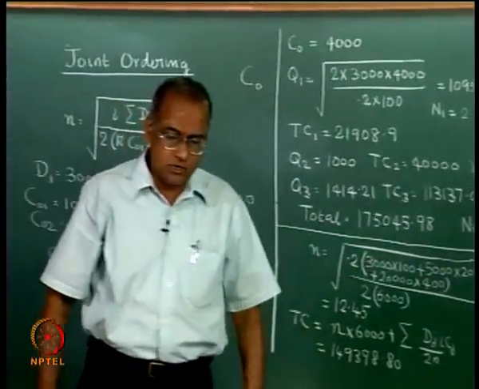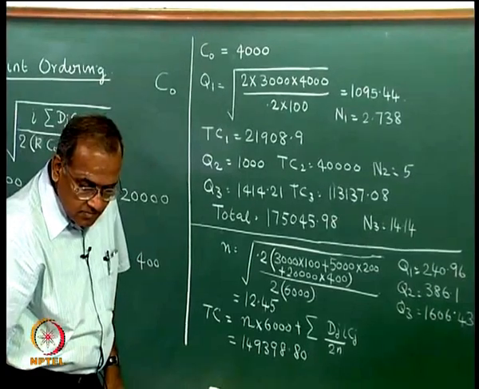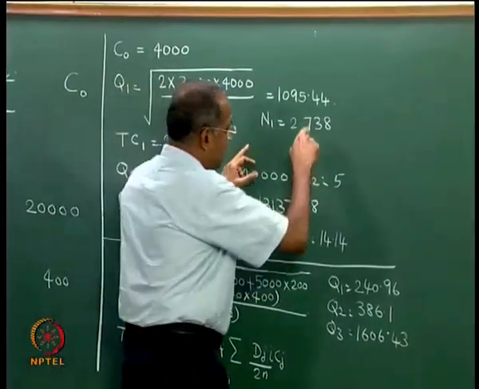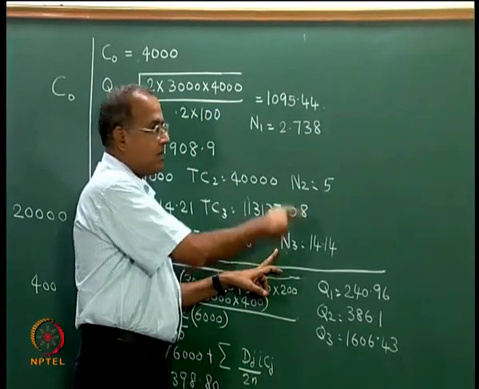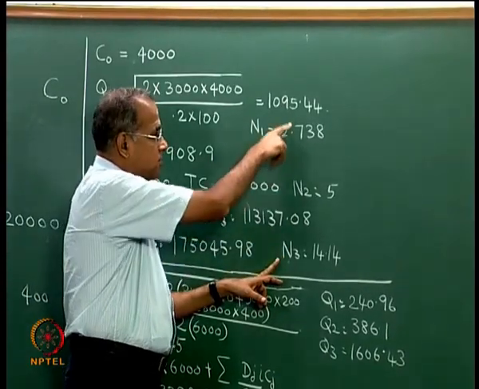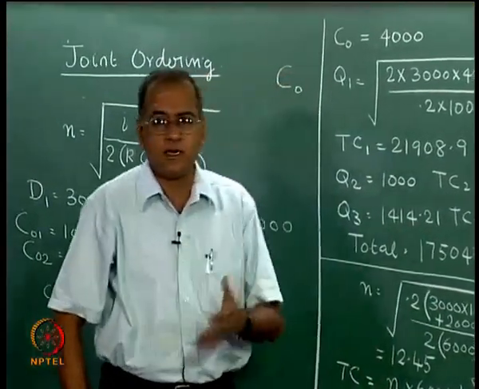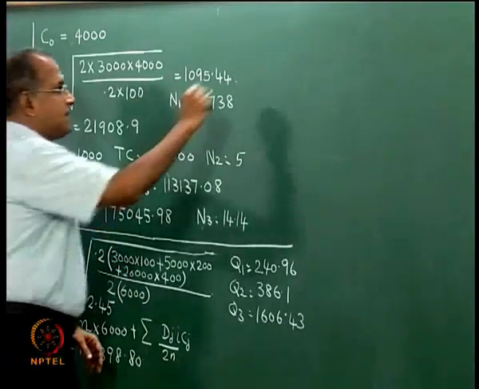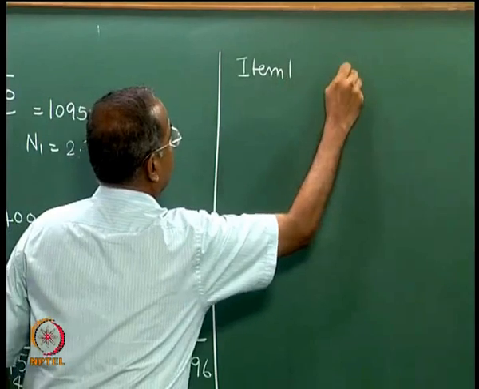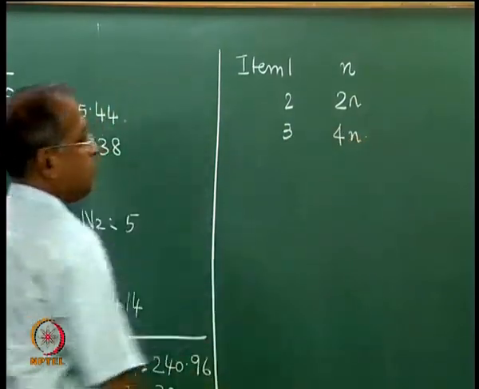Now, instead of using 1:2:5, suppose we look at 1:2:4, instead of looking at 1:2:5, if we say that the number of orders is roughly 1:2:4, 2.7 × 5 is about 13.5. So it is roughly 1:2:5. But then 1:2:4 is a very comfortable integral multiple. So we could think in terms of 1:2:4, and then we say that item 1 will have n orders, item 2 will have 2 n orders, and item 3 will have 4 n orders.